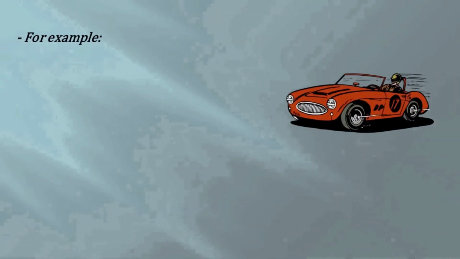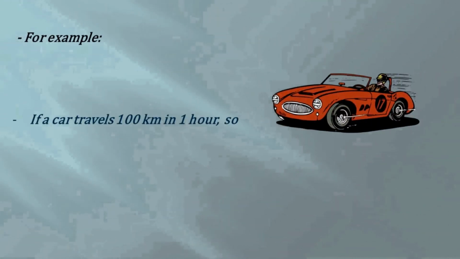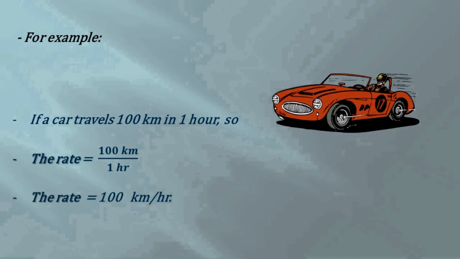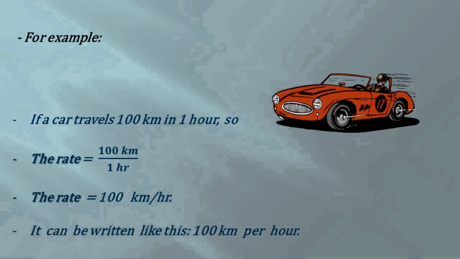For example, if a car travels 100 kilometers in 1 hour, so the rate equals 100 kilometers per hour. And as you know, 100 over 1 just means 100. Usually the rate is composed of one number, and this means that the denominator is 1. Kilometers per hour is the unit of the rate. The rate can also be written like this.